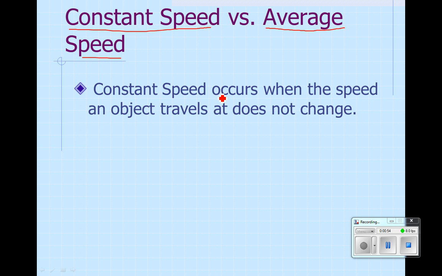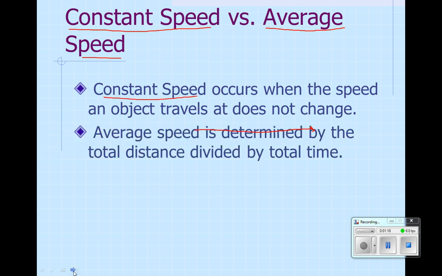Constant speed occurs when the speed an object travels at does not change. This might be maybe you are going down the freeway and you are traveling at 70 miles per hour and you have a constant speed. So it's something that is staying constant, again, not changing. However, how is that different from the average speed?